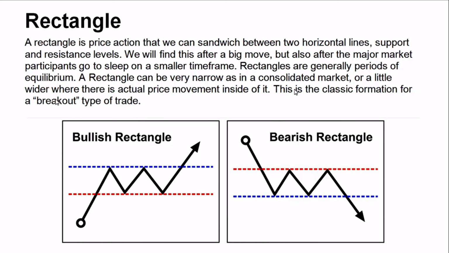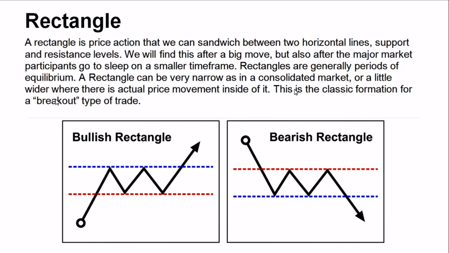So we'll find this rectangle after a big move from the upside or from the downside, right? So one market is coming from the bullish side, dropping down to the bearish side. You can see this rectangle forming. Or when it's coming from the bearish side, you can see this rectangle forming up, right? So this rectangle can be formed when the major market participants go to sleep on a smaller time frame, right? Rectangles are generally periods of equilibrium, right?